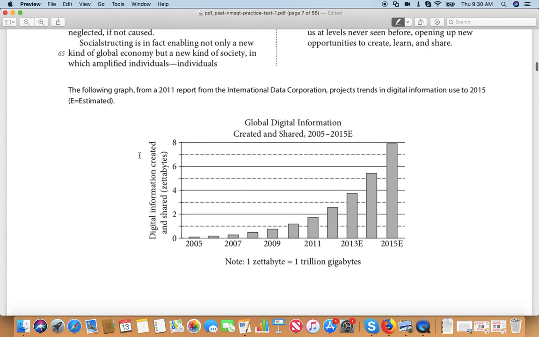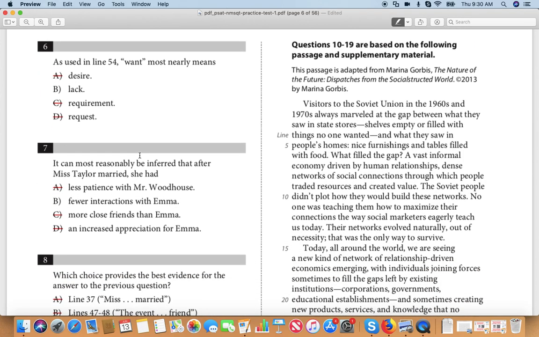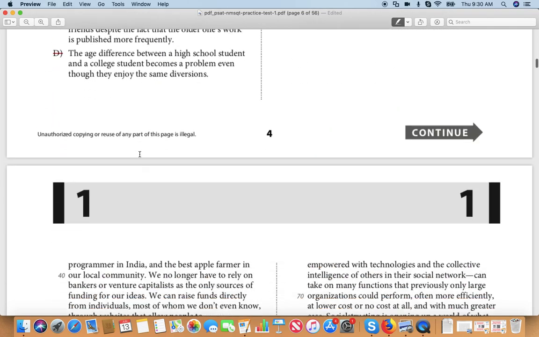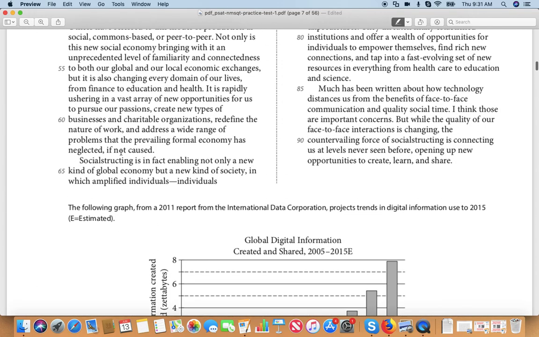Let's try answer choice B, form. So we'll plug that into the sentence in line 10. The Soviet people didn't form how they would build these networks. Does that make sense? What do you think? And if you don't know, we can leave it. I don't think so. The next one sounds better. Yeah, I don't think form makes a lot of sense. Let's eliminate it. We'll try C, and so C, plan.